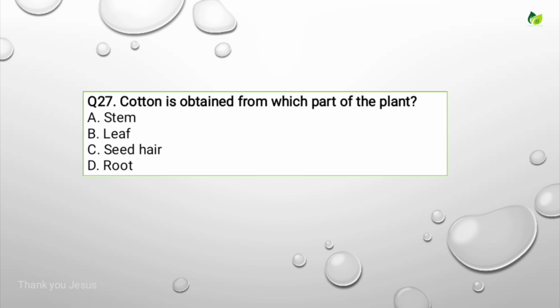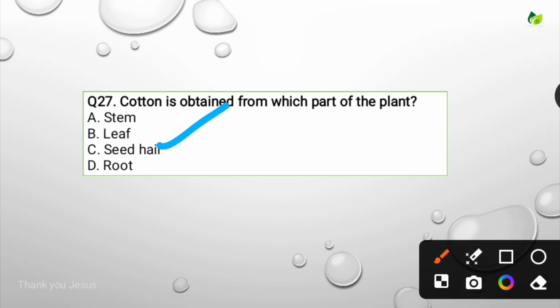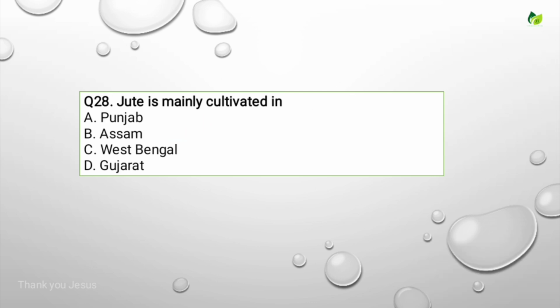Cotton is obtained from which part of the plant? Options are stem, leaf, seed hair, root. So for this, the correct answer is seed hair. Let's see the next question.